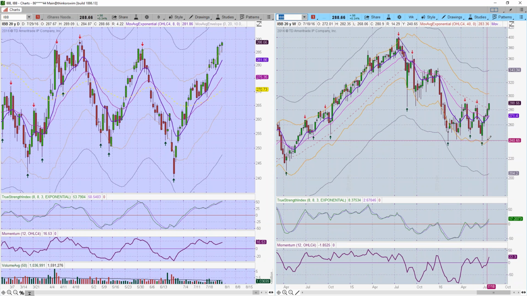This is one of those, will it or won't it this time? Is this the time it busts up through this resistance level at 290? Or is this a time it basically just reverts and pulls back down to these lows? So, Gary, how are you currently playing IBB?